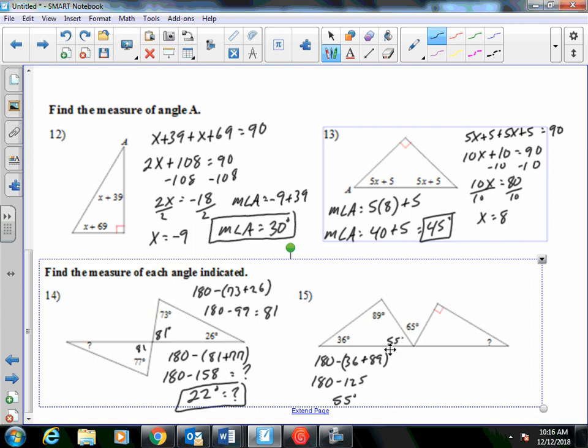Now, we have a straight line here, so we know that's a total of 180 degrees. We have these 2 angles going together to make that straight line, but we've got one more angle to get. So this angle right here is going to be 180 subtracting these 2 angles. So 180 minus 55 plus 65. That's 180 minus 120, which is 60.